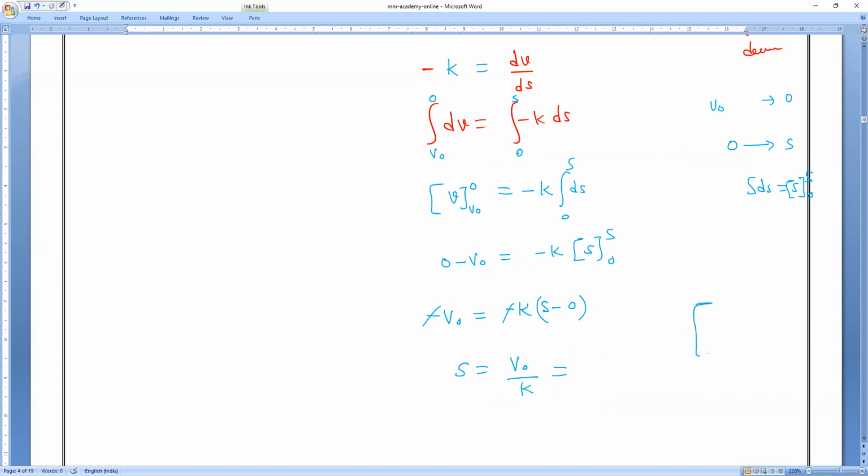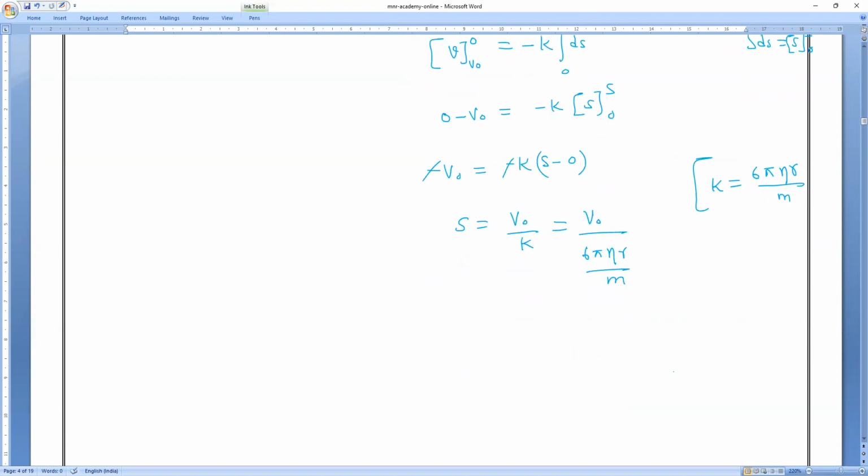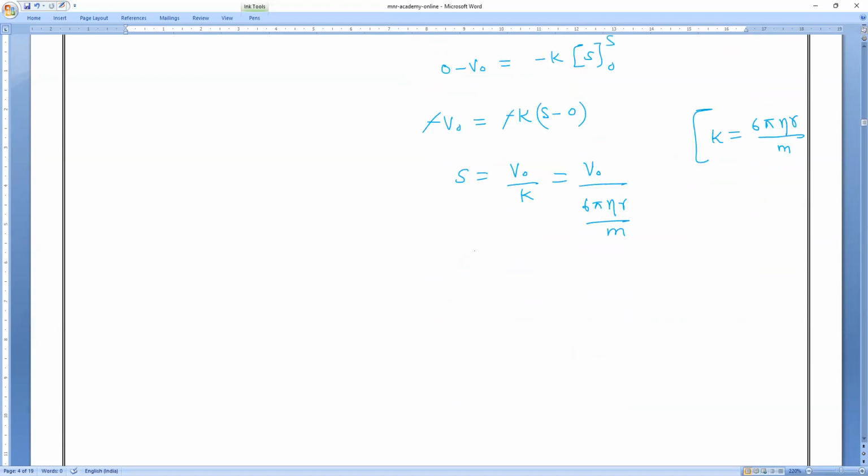We know the k value. What is the k value? 6 into pi into eta into r divided by m. So bring that and substitute it: v naught divided by 6 pi eta r divided by m. So m will go up. If m goes up, what will happen?